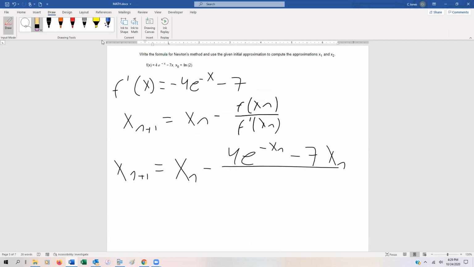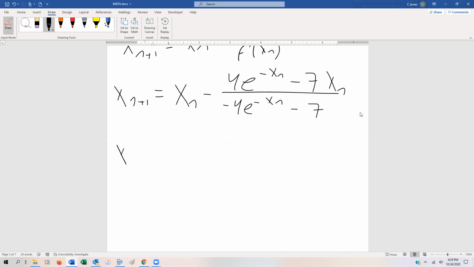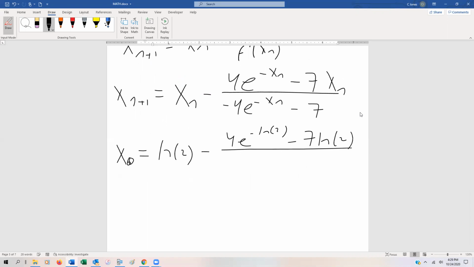Right. And then the denominator is just going to be the derivative, which is -4e to the minus x sub n minus 7. Let's now find x naught, and we're going to use the calculator to help us. Okay, so now x naught, the very first one, I'm just going to set this up. It's going to be ln of 2 minus 4e to the minus ln 2 minus 7 ln of 2, divided by negative 4e to the minus ln of 2 minus 7.